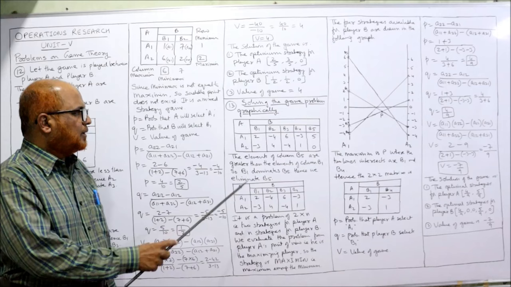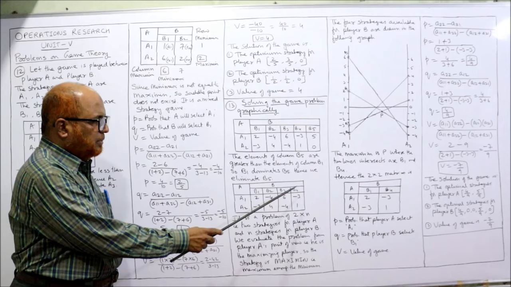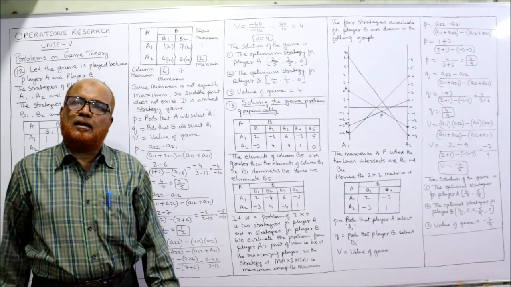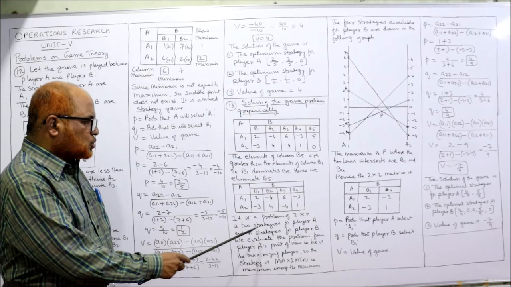B5 will be eliminated. Now only 4 columns are there, B1, B2, B3, B4, and A1 and A2. Now, it is a problem of 2 by N, because 2 rows and 4 columns. So that is 2 strategies for player A and N strategies for player B.